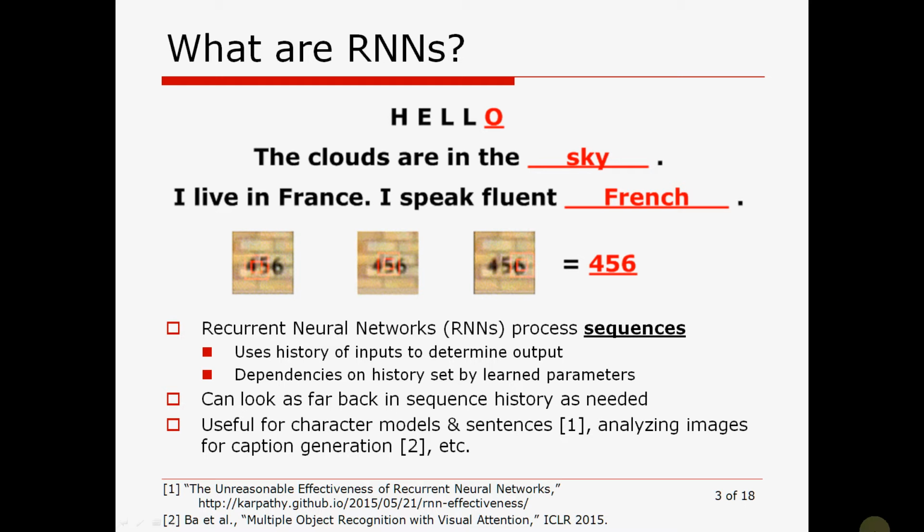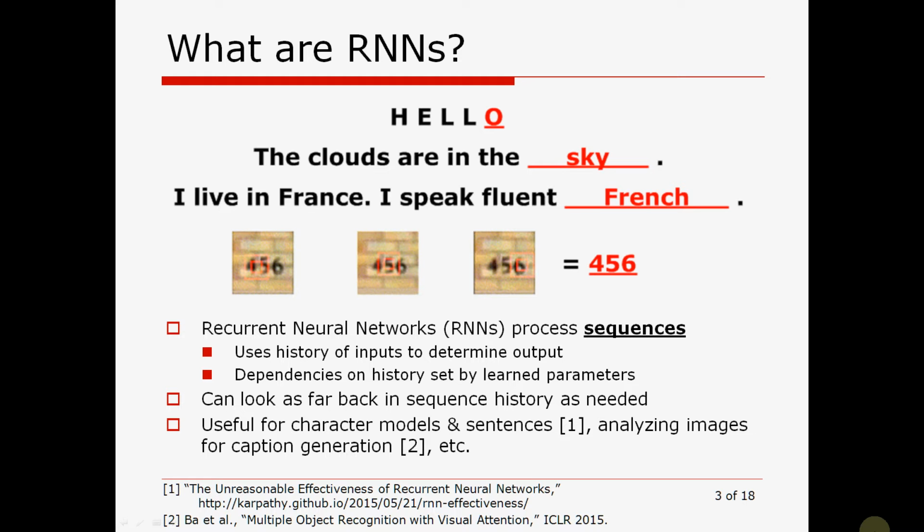So, what are RNNs? RNNs are neural networks that process sequences. So it uses a history of inputs to determine the output. And so there are dependencies on the output, not just on the current input, but on previous inputs as well. So for example, if we look at some of the scenarios presented on this slide, we could have a sequence of characters or words in a sentence, and an RNN could be trained to figure out what the next character should be based on the previous characters, or what the next word should be based on the context of the sentence or multiple sentences.